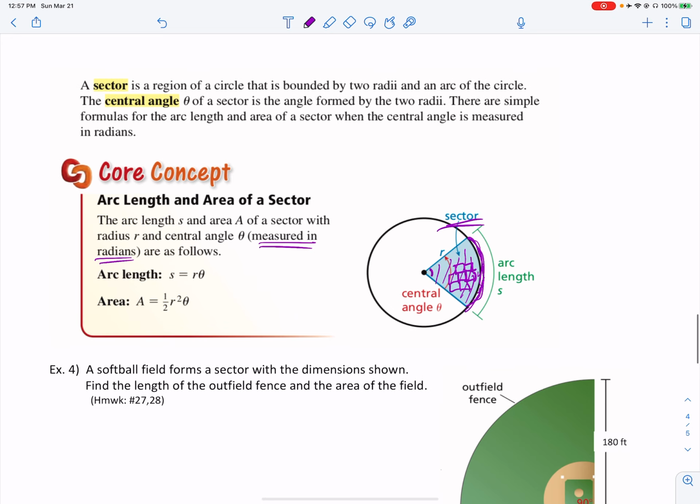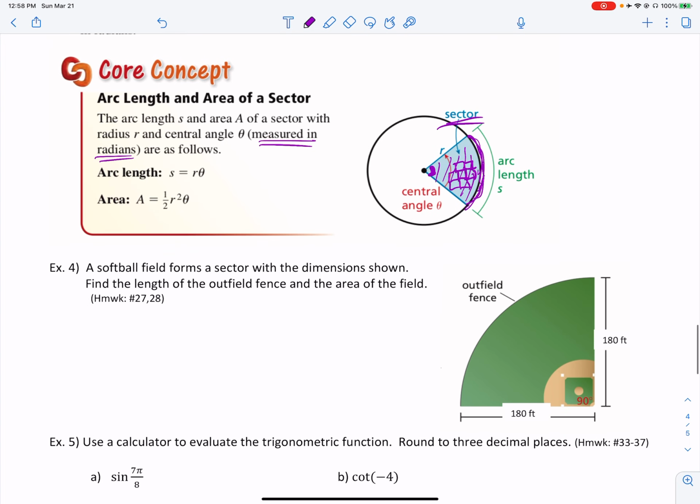And then this right here is your central angle. So sectors, arc length, central angles, review from geometry. But now we're going to find arc length, and S is used for arc length, is your radius of the circle times the central angle theta. But again, theta must be in radians. And the area is 1/2 the radius squared times the angle, but that angle must be in radians.